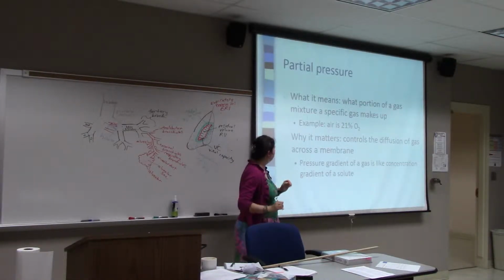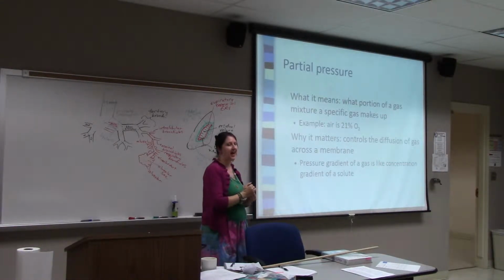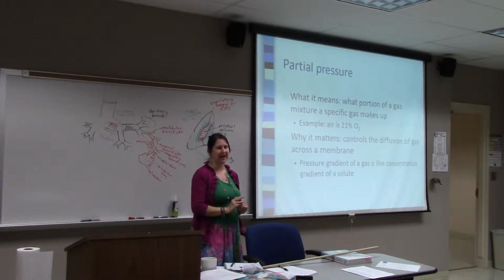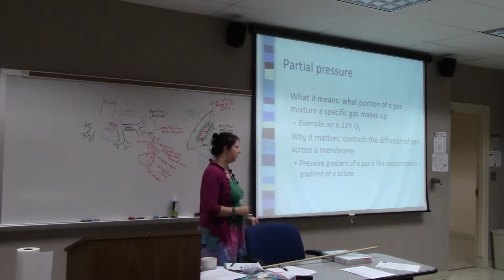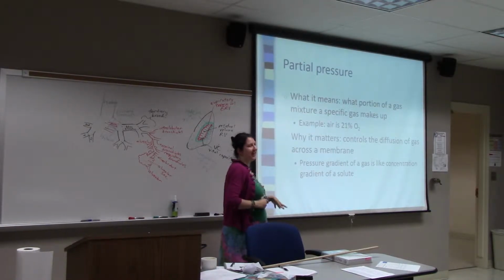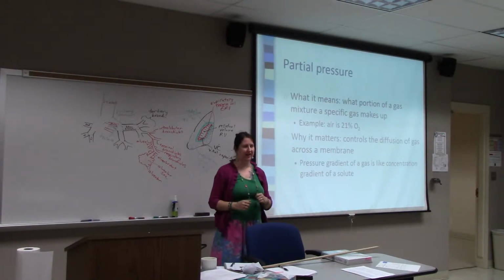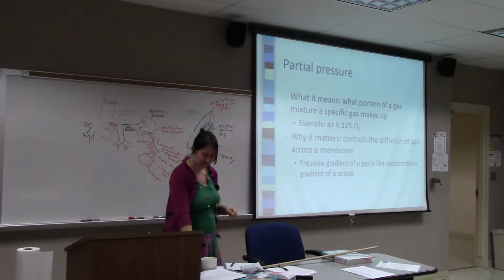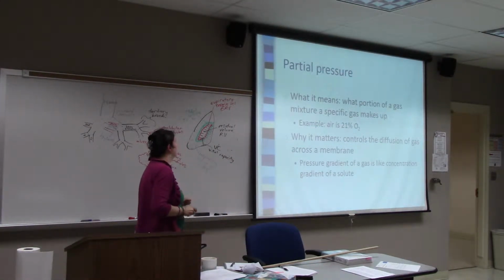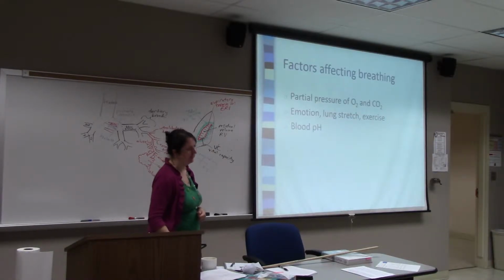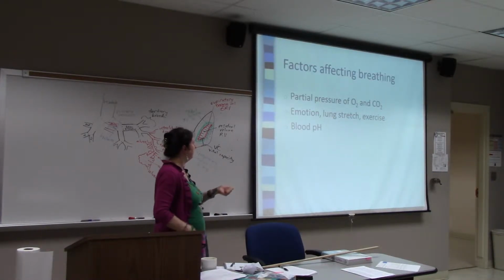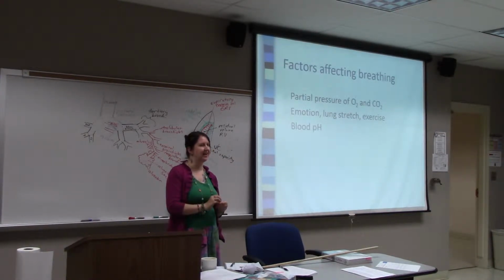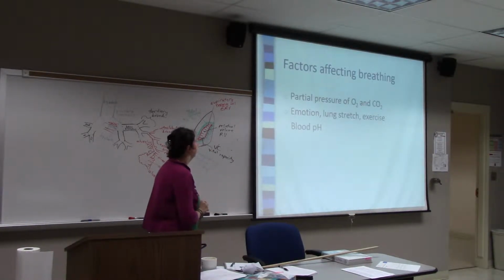Why partial pressure matters is that it controls the diffusion of gas across a membrane. The way most substances will follow a concentration gradient, gases follow a partial pressure gradient. Partial pressure of oxygen and carbon dioxide are important factors in breathing.